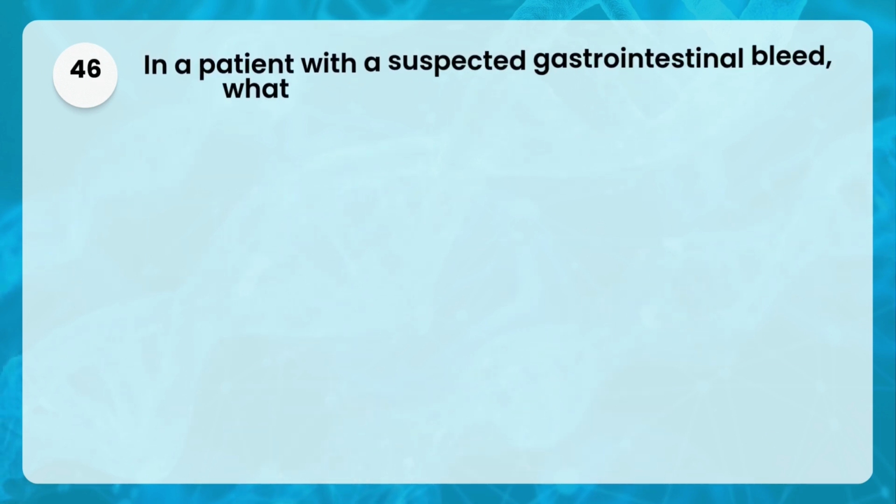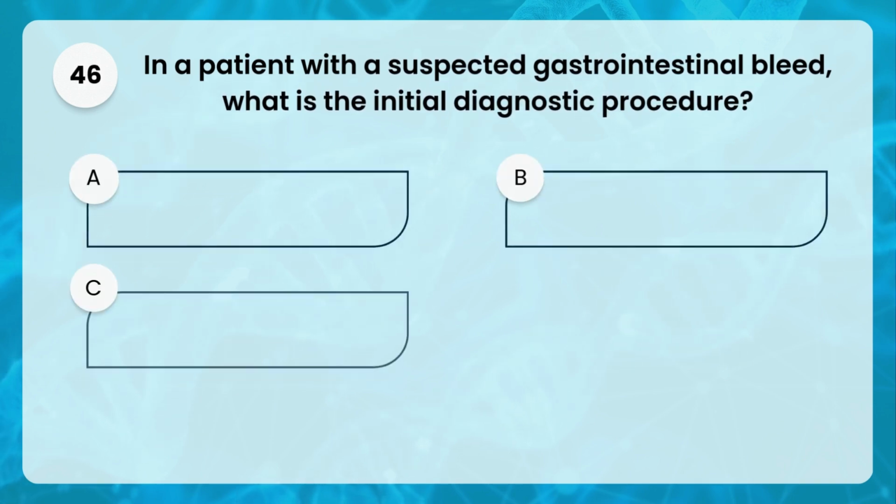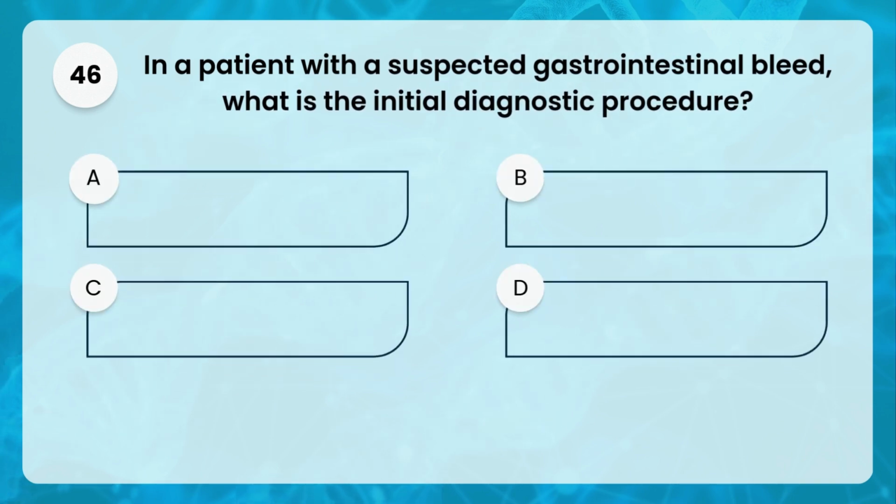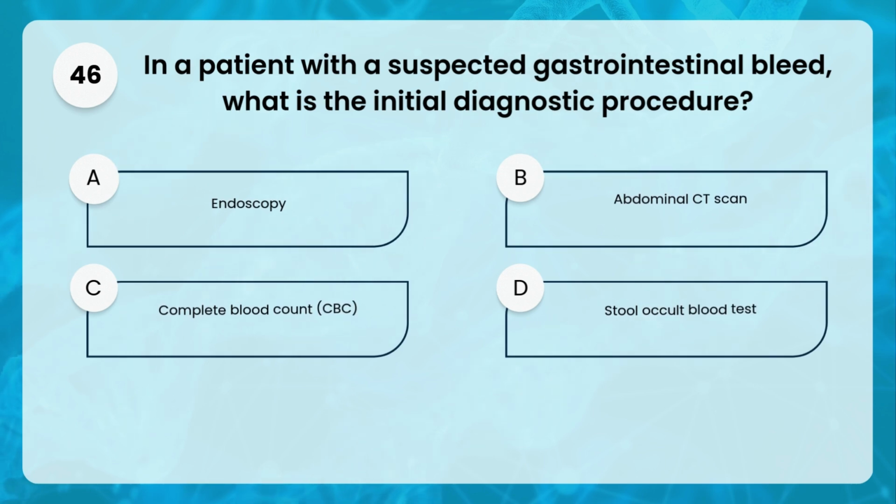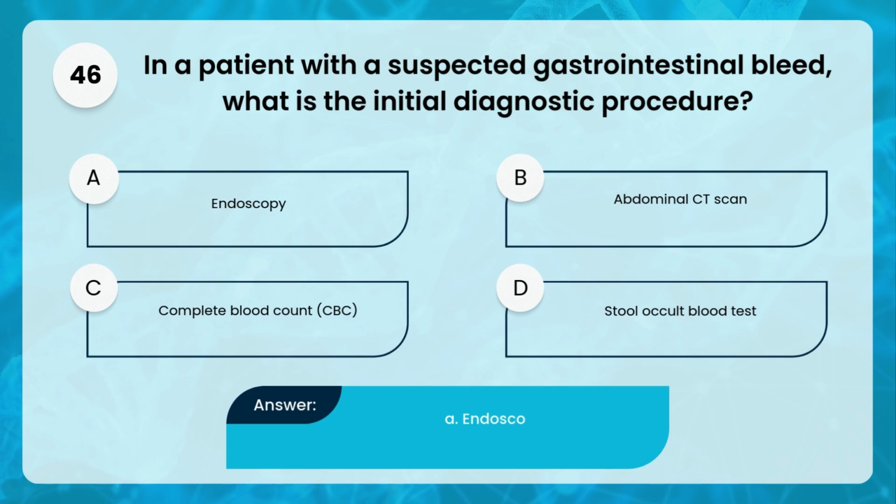Number 46. In a patient with a suspected gastrointestinal bleed, what is the initial diagnostic procedure? A. Endoscopy, B. Abdominal CT scan, C. Complete blood count, CBC, or D. Stool occult blood test. The answer is A. Endoscopy.